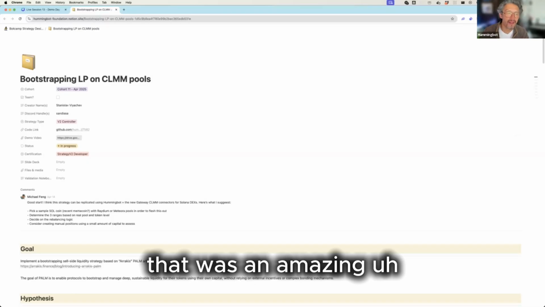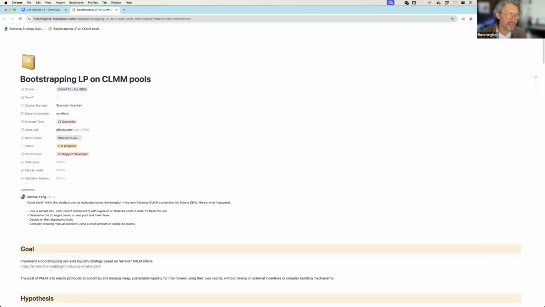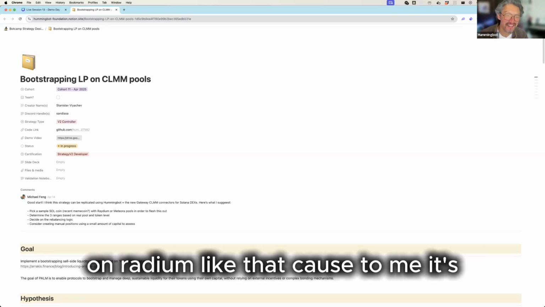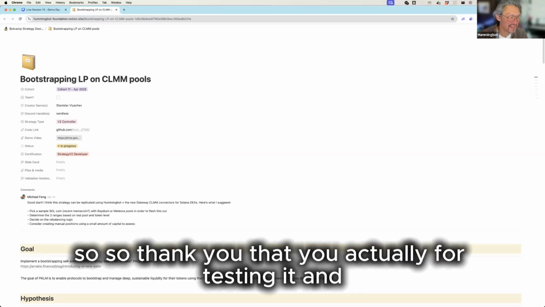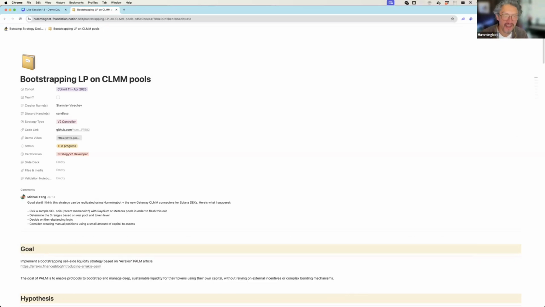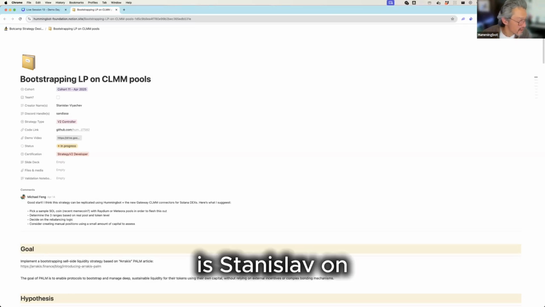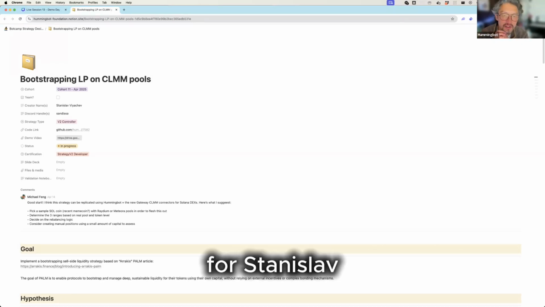Thank you. That was an amazing strategy. I really enjoy seeing those 3 liquidity ranges pop up on Raydium like that. To me, it's a testament to this connector actually working properly. So thank you for testing it and getting through all the work in progress issues with the Raydium connector. Is Stanislav on? I think I see him. So do you guys have any questions for Stanislav?